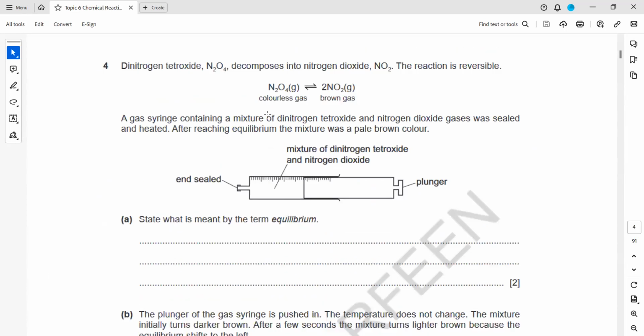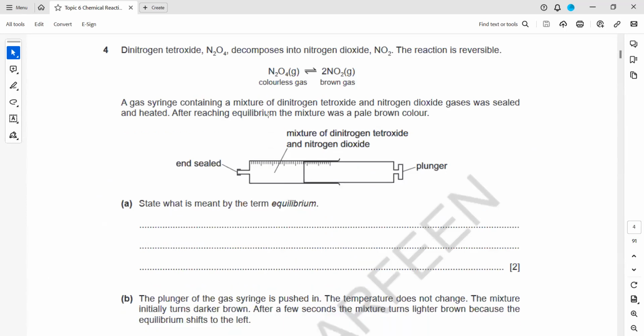This question is related to the reversible reaction. We have dinitrogen tetroxide, and we have nitrogen dioxide, which is brown in color. The gas syringe containing a mixture was sealed and heated. After reaching equilibrium, the mixture was pale.